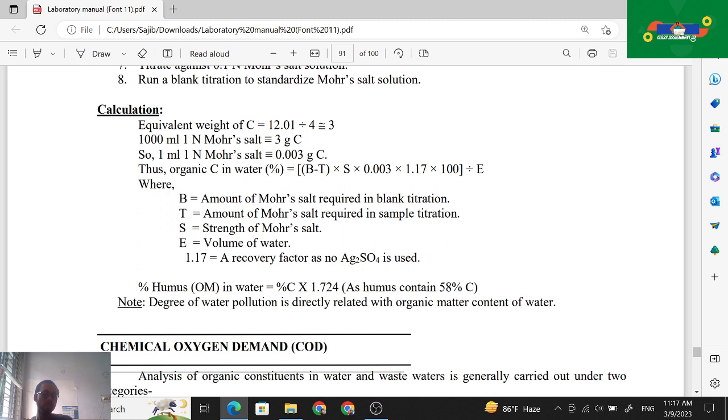Then in the calculation, the equivalent weight of carbon is 12.01 divided by 4, which is 3. So 1000 ml of 1 normal Mohr's salt is 3 gram carbon, so 1 ml of 1 normal Mohr's salt means 0.003 gram carbon.